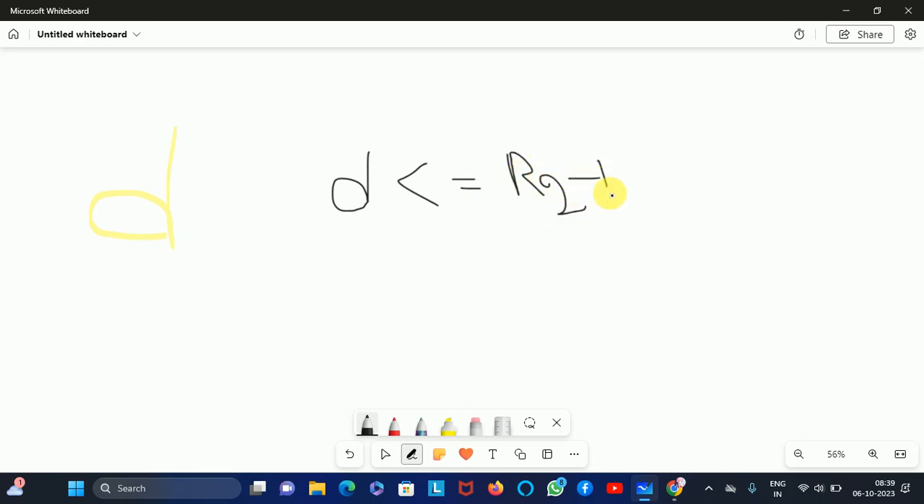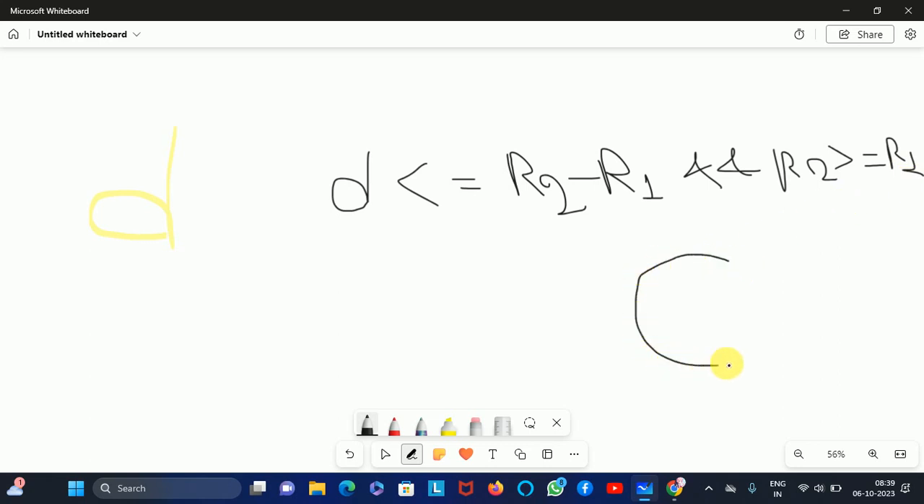Okay, so in that, let's take this D, if D is less than equal to R2 minus R1 and R2 is greater than equal to R1, what is going to happen in that case? Let's say this is the radius of R2 and this is the radius of R1. So in that case what will happen?